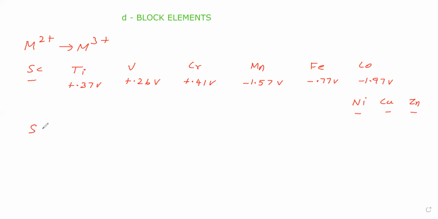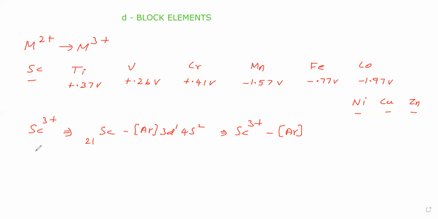Now, scandium plus 3. What configuration does scandium plus 3 have? We'll see. Scandium atomic number is 21, electronic configuration is argon 3d1 4s2. So scandium will have most stable oxidation state plus 3, with noble gas configuration argon. So for scandium, plus 2 is easily converting into plus 3, and scandium shows mainly plus 3 oxidation state.